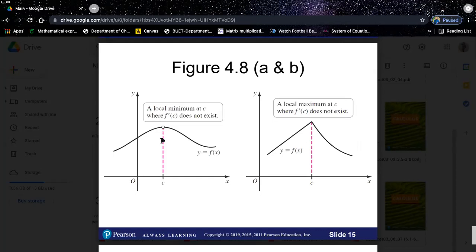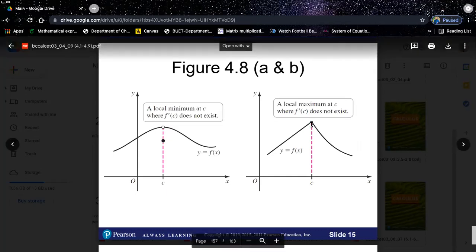So that could be one of the ways we could say that at C we have a critical point, and still the function is not differentiable at that point. This is a critical point, okay? Because there exists a local minimum at that point.